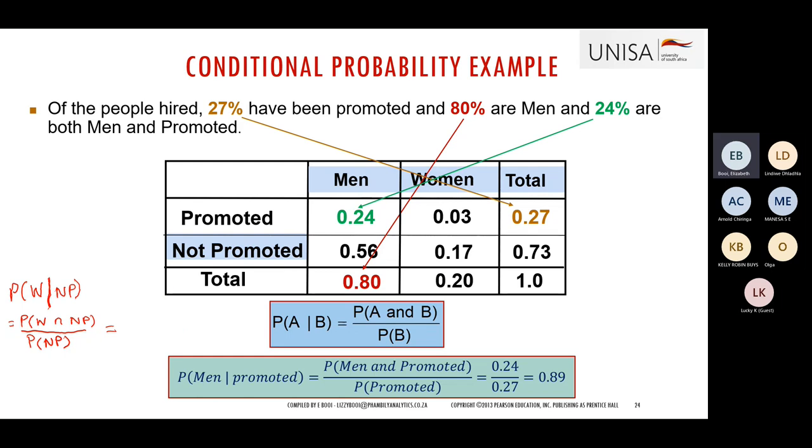Women and not promoted is 0.17. And the probability of not promoted, that will be the simple probability of 0.73. And that is equals to 0.23, right?